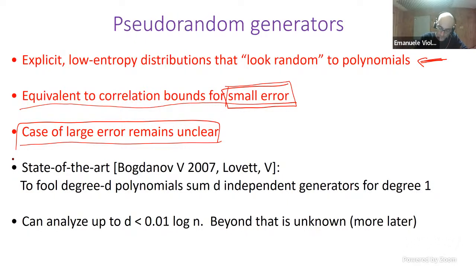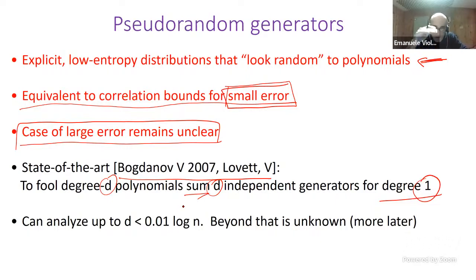Okay, so the state of the art for PRGs for low degree polynomials is in this series of works, and the paradigm is in this work with Andrej Bogdanov that says that if you want to fool degree d polynomials, the way that you can do it is you take d independent copies of generators for degree 1 polynomials and you just sum them together. Okay, so it's a very simple paradigm.